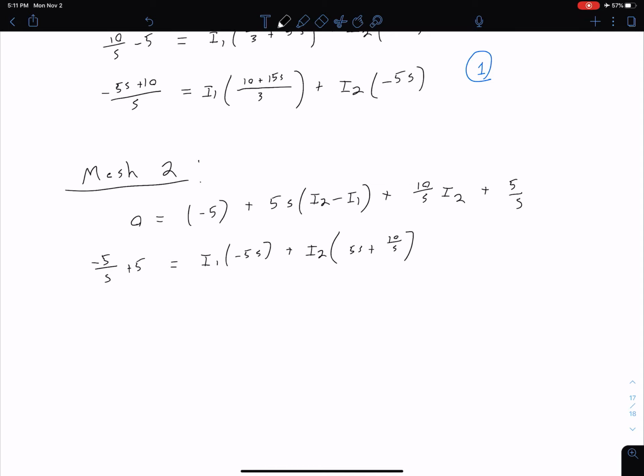Again, if we're going to solve this by hand, we can collect these terms. We can say we have a 5S minus 5 divided by S on the left, and that's equal to I1 times negative 5S plus I2, and then if we want to find a common denominator here of S, we have 5S squared plus 10. So again, to be consistent with the notes, let's call this equation 2.